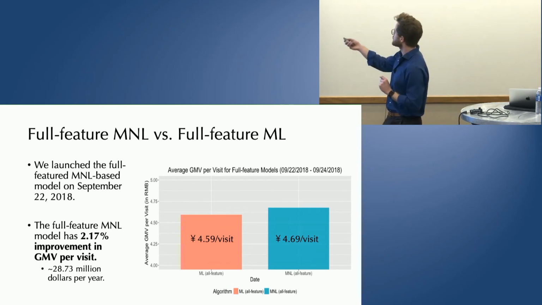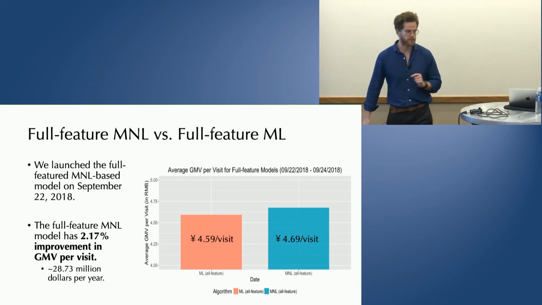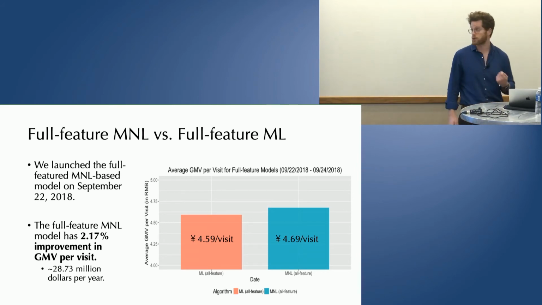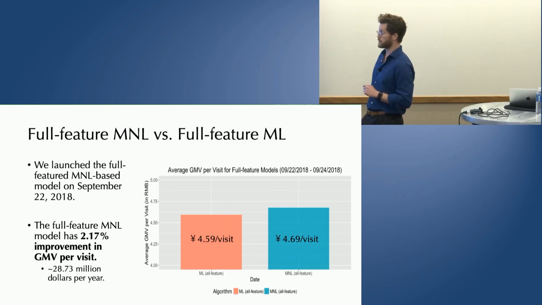Actually, we just analyzed this over 5 days. They gave us another 2 days of results, and the results were actually over 3%. So we still see a substantial improvement when we do the MNL with the full features and the ML with all the features.